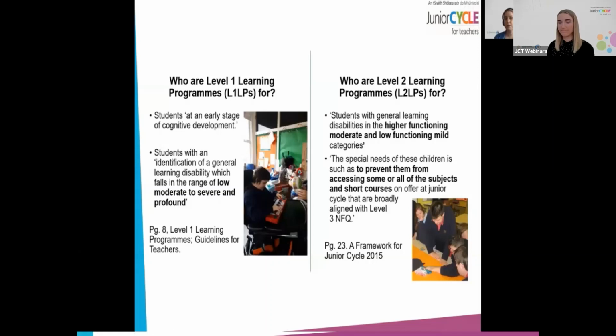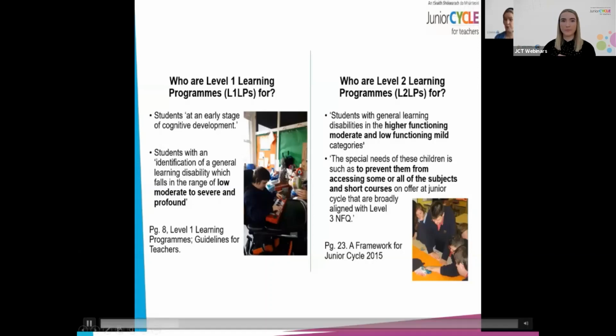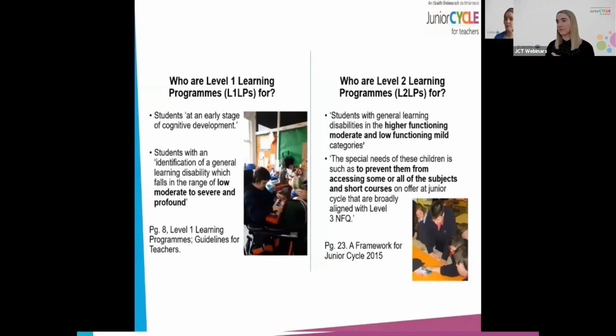So the Level 1 learning programmes are for students who would be cognitively functioning at a lower level than their peers, and they may be cognitively delayed compared to their peer group. Those following the Level 2 learning programmes are following it because they would not be able to access some or all of the subjects or short courses at Level 3 due to their diagnosis of a general learning disability.